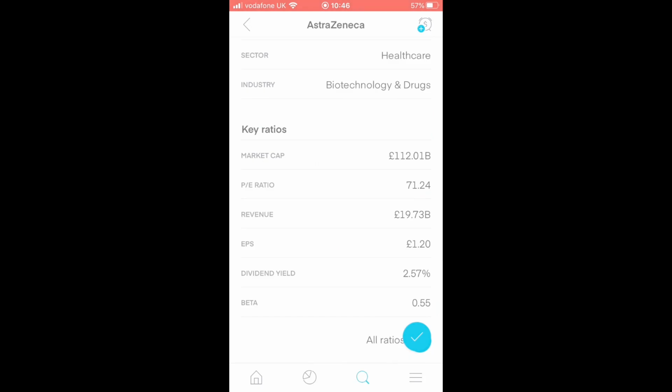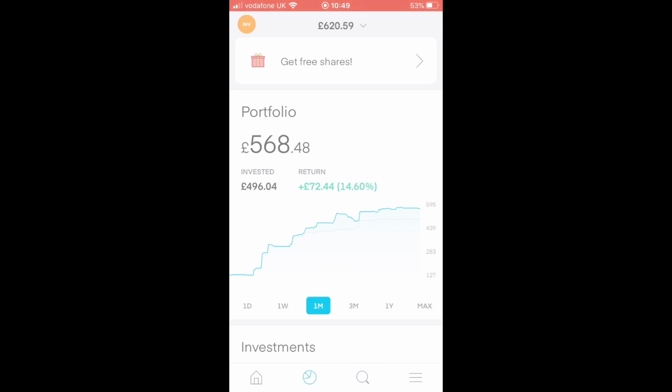Couple that with a dividend yield of 2.57%, and you can really see the strength of this company. Therefore, this is an investment which I can see becoming a large portion of my portfolio. I've just added £50 to my investment portfolio then, and I'm going to make an investment of £25 into both AstraZeneca and Johnson & Johnson.